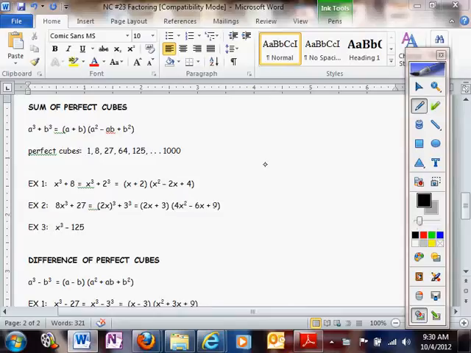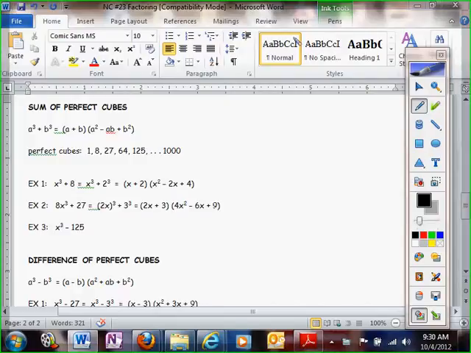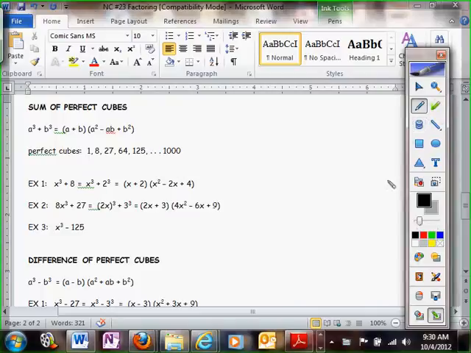Continuing on talking about factoring, we need to talk about the sum of perfect cubes and the difference of perfect cubes. So the first thing that we need to discuss is what is a perfect cube. A perfect cube are numbers like 1, 8, 27, 64, 125, 1,000. You can keep going forever.